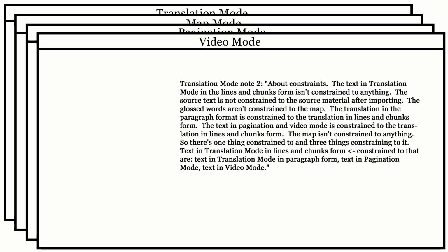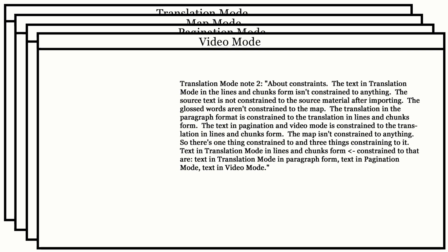And hey, there was one last note listed under translation mode that we didn't cover yet. Translation mode, note 2, about constraints. The text in translation mode in the lines and chunks form isn't constrained to anything. The source text is not constrained to the source material after importing like some other document on the computer. The glossed words are not constrained to the map once you apply them in translation mode. The translation in the paragraph format is constrained to the translation in lines and chunks form, and the text in pagination mode and video mode is constrained to the translation in lines and chunks form, and the map isn't constrained to anything.